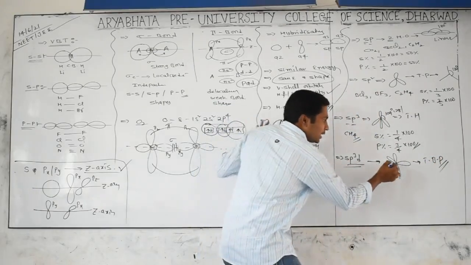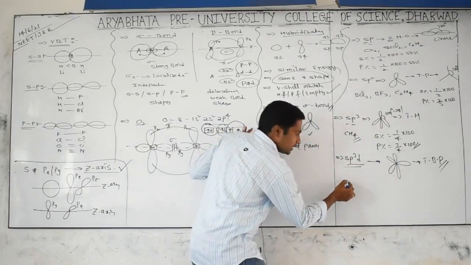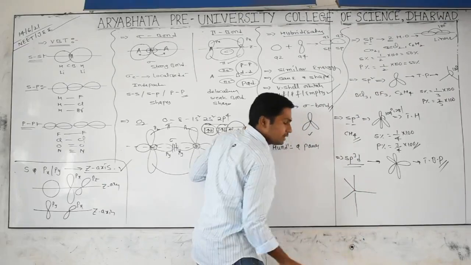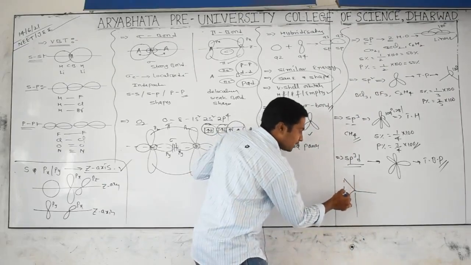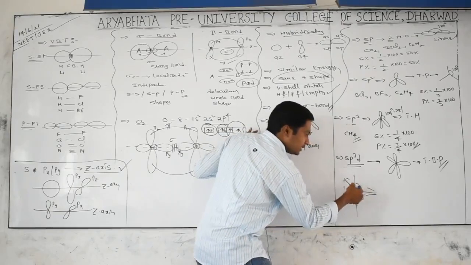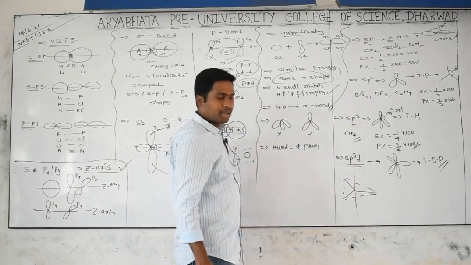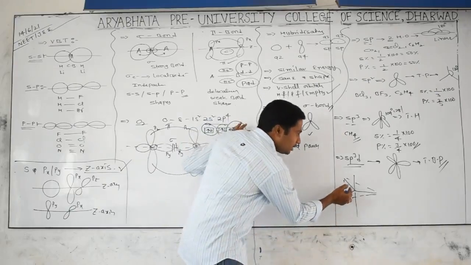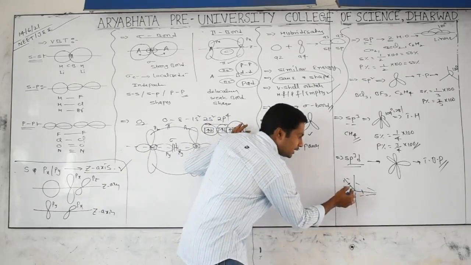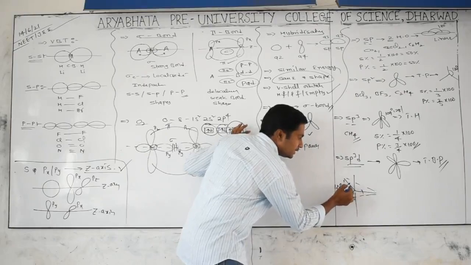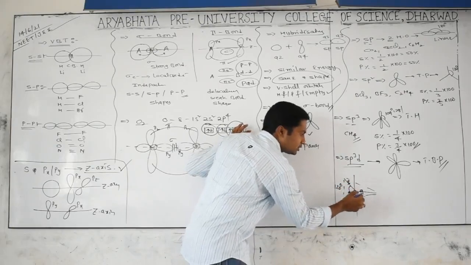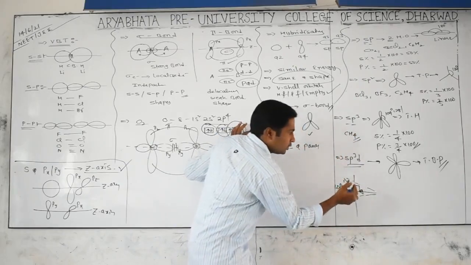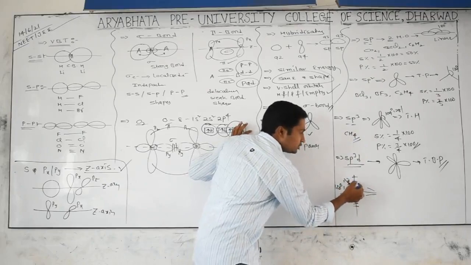What is the bond angle we are getting? I will write it here, see carefully. We are getting a trigonal planar shape, with one bond above and one bond below. It is trigonal planar, with one pyramid above and one below: trigonal bipyramidal. But here all bonds are not equal. Whatever bonds are in the same plane make an angle of 120 degrees, and they are called equatorial bonds. The bonds which make an angle of 90 degrees, above and below, are called axial bonds.